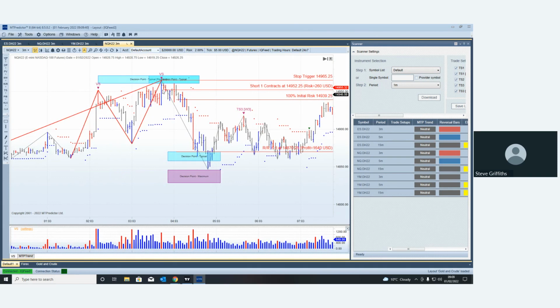Why do I like these? Because the professionals are going in the opposite direction to the amateurs. They tend to then move the market quite sharply in the opposite direction. That's why you tend to get quite sharp moves like this off the VS setups.